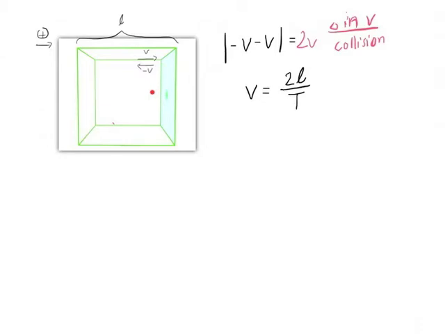I'm going to rearrange that. Now since T over here is a period in seconds, 1 over T would then be the frequency. And frequency in this case would be the number of collisions every second. Now I'm going to multiply this variable by this over here.